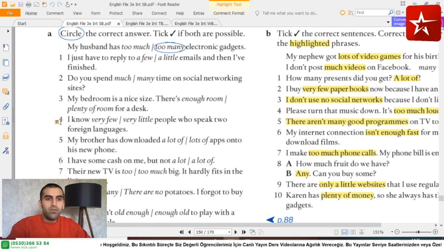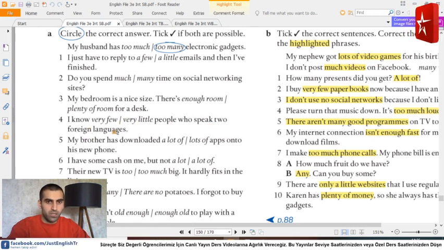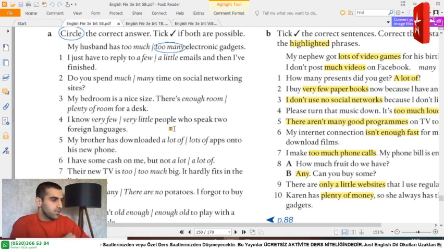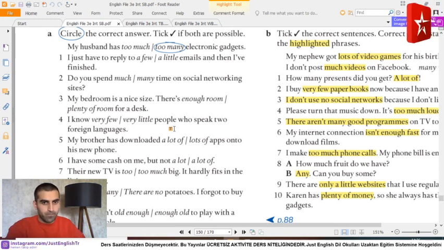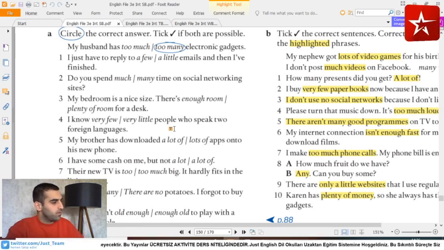Number four. I know very few or very little people who speak two foreign languages. So, in this sentence, which one is correct? People. Countable or uncountable? Let's guess. Let's try to find the correct answer. Which one is correct? Very few or very little?